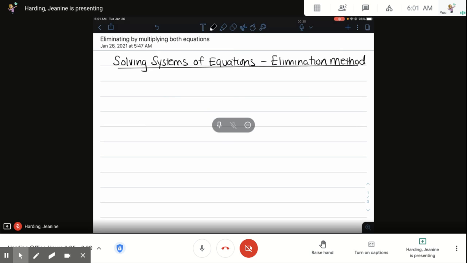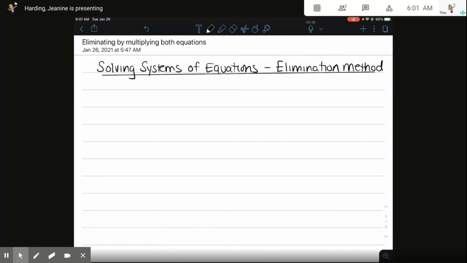Okay, today we're going to do solving systems of equations using the elimination method. We've already done substitution, we've done solving graphically. We started elimination, but today we're going to do some harder problems. Okay, so let's look at question number 1.